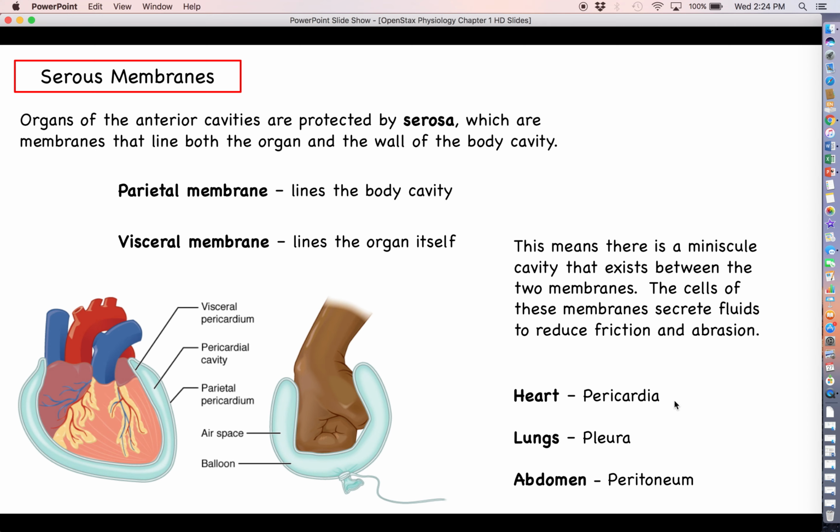So serous membranes tend to be called different things depending on what organ you're talking about. The serous membrane that encases the heart is called the pericardium, for the lungs it's called the pleura, and just for the abdomen in general it's called the peritoneum.